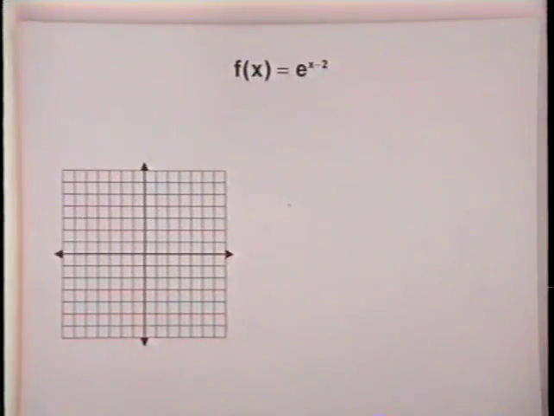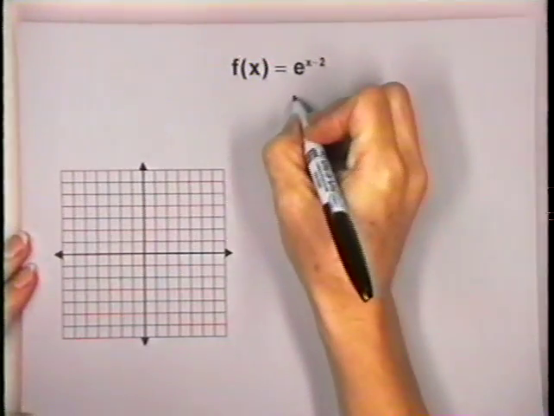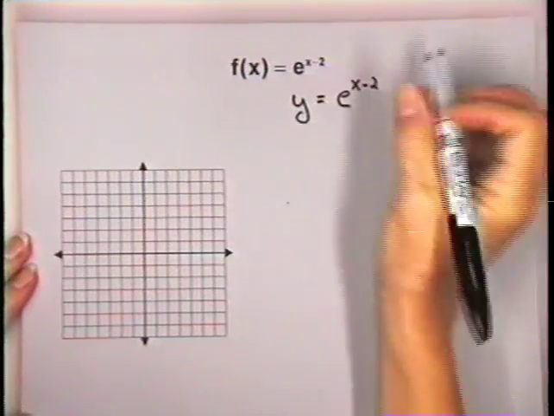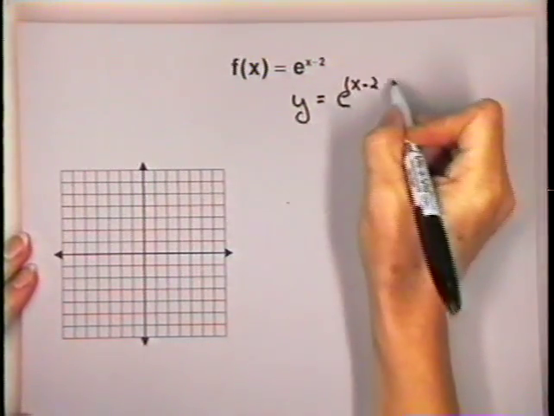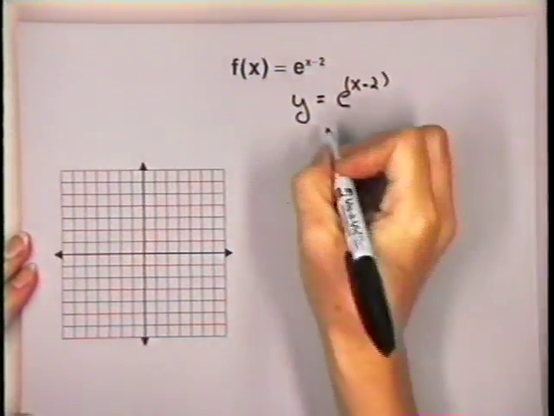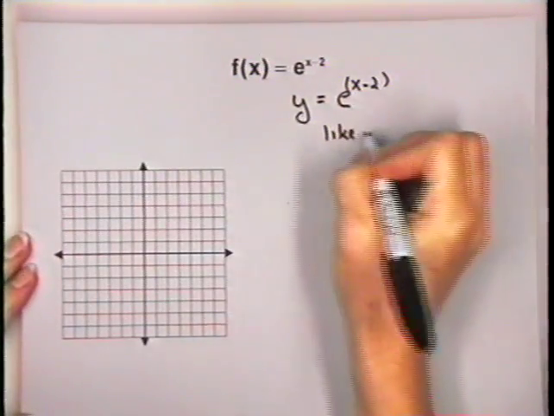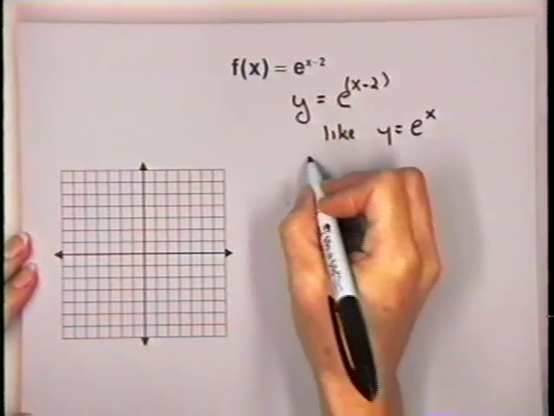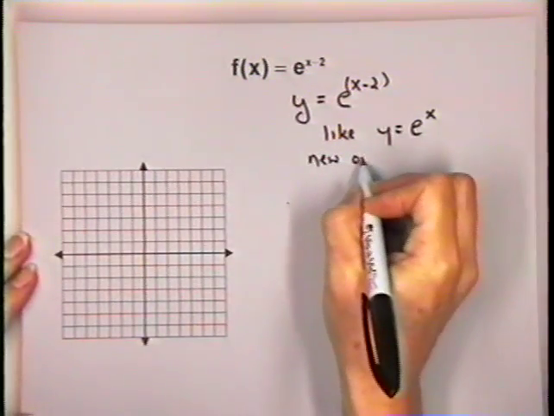All right, well, let's look at this one. f of x equals e to the x minus 2. Well, I'm going to rewrite this as just y equals e to the x minus 2. And since all of that is in the exponent, I'm going to group that x minus 2. What should this graph look like? It should look like y equals e to the x, but I have a new origin where?